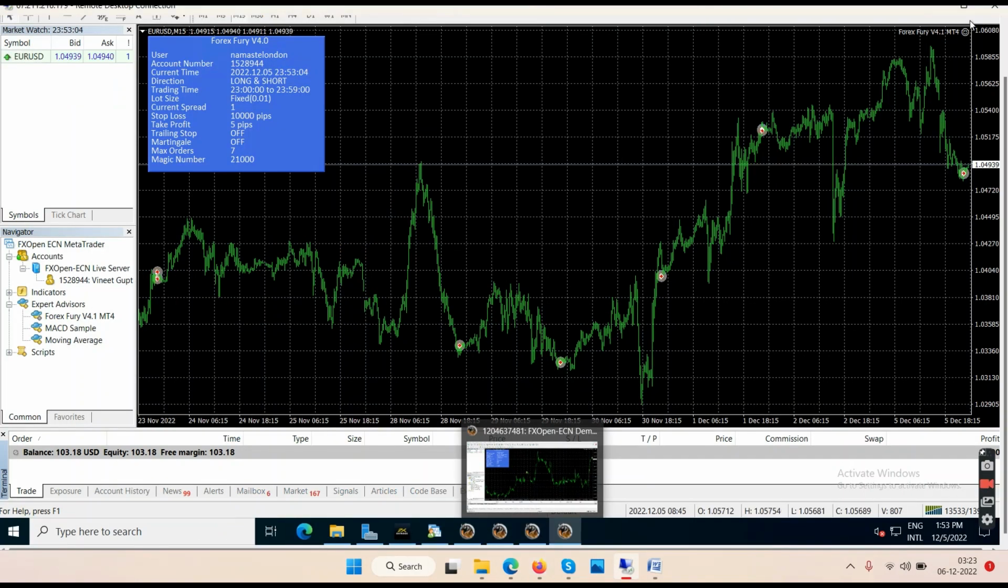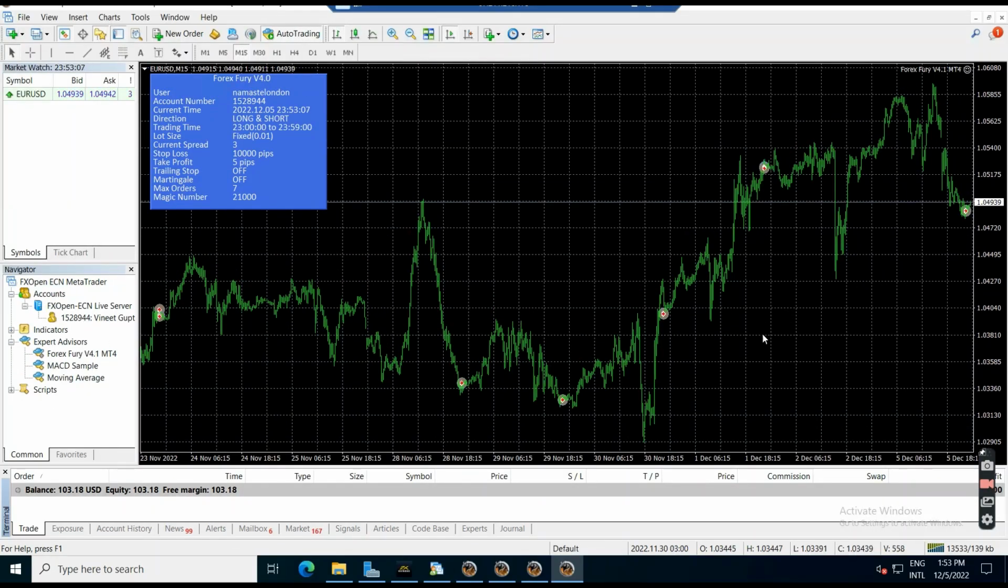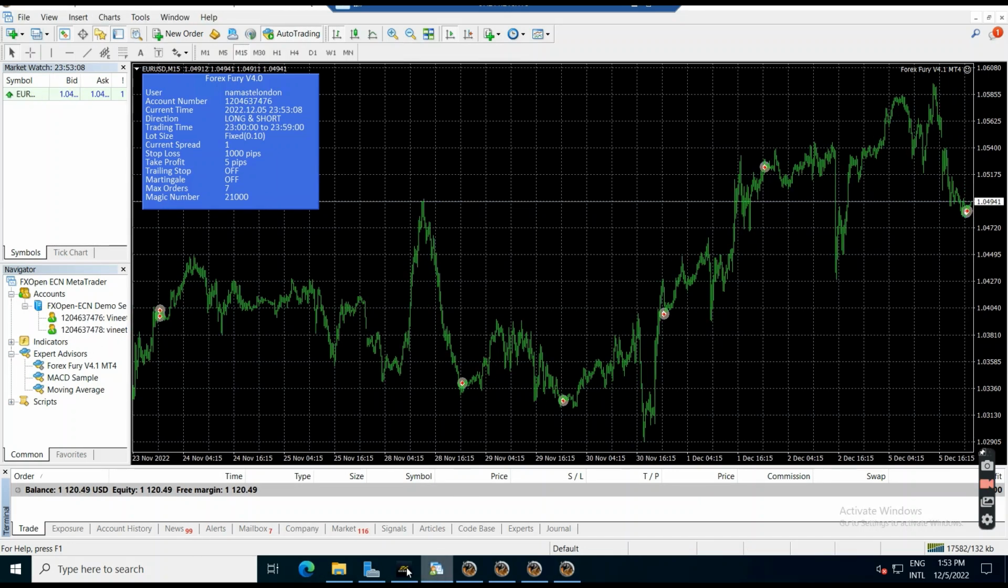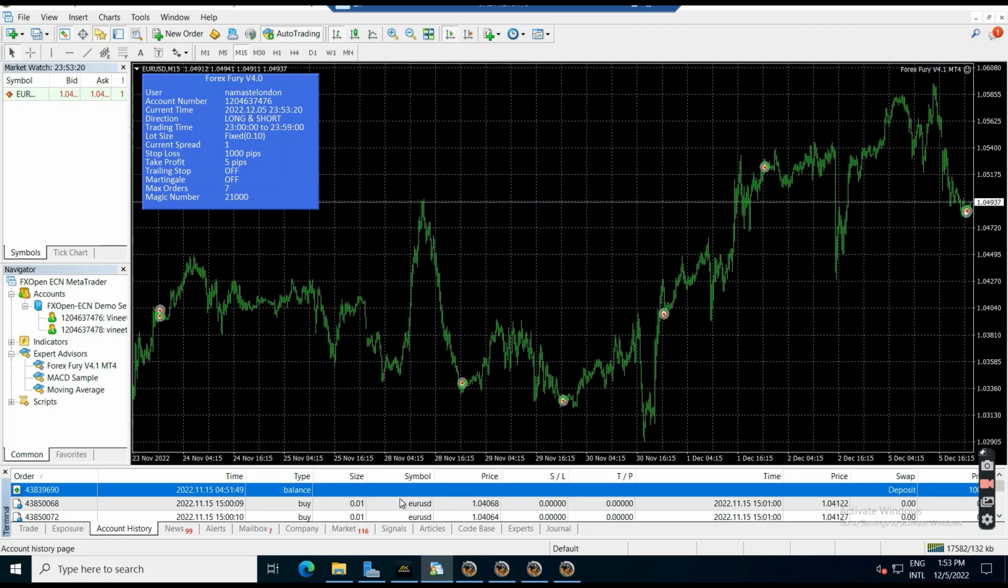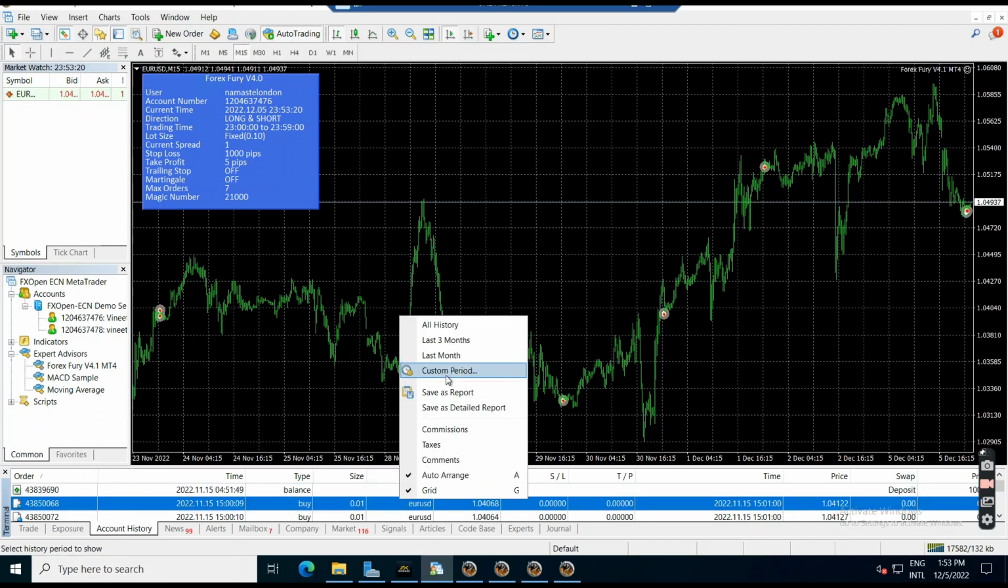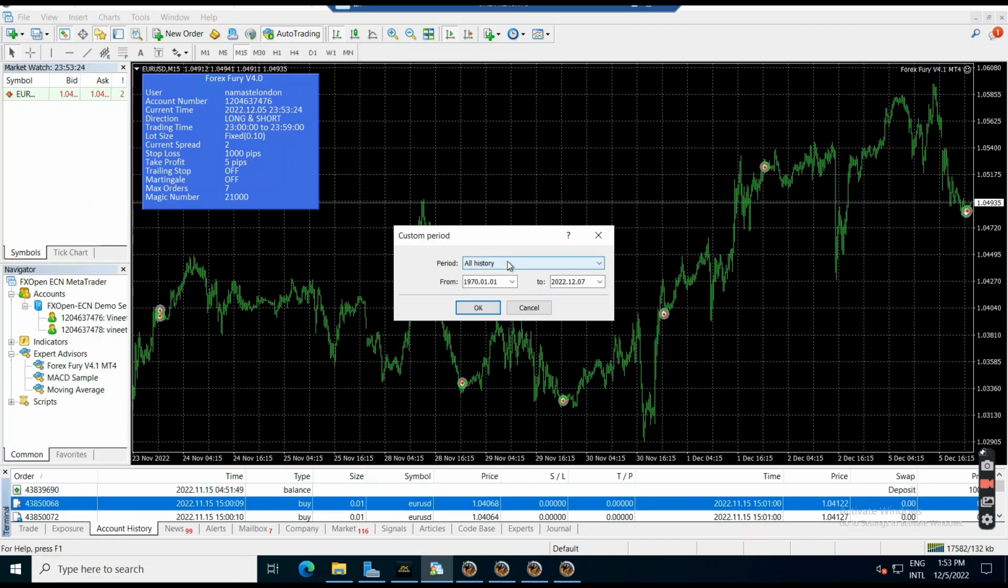So if I come here, let me maximize this. Right, so I have a demo account for now. Demo account is this one. This one is a $1,000 account. Right now, I will show you the results of today. So if we go to account history, we right click and go to custom period. In custom period, we'll select today only and press OK.